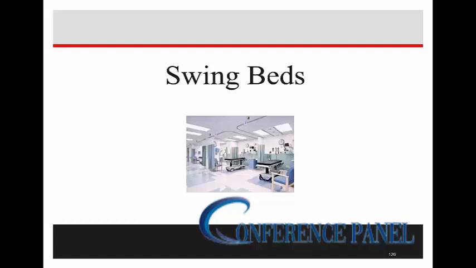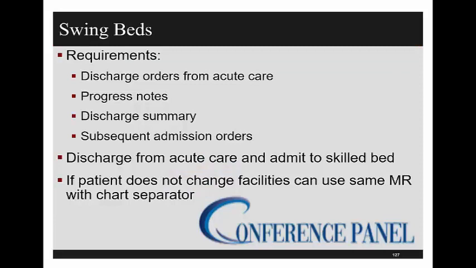So let's talk about swing beds in general. The overall requirements: you must have discharge orders from the acute care. You must, of course, maintain progress notes for while they're there. And then a discharge summary. And, of course, you have to have admission orders for when they're brought into swing bed status, because you're discharging them from acute care and admitting to a skilled bed level.